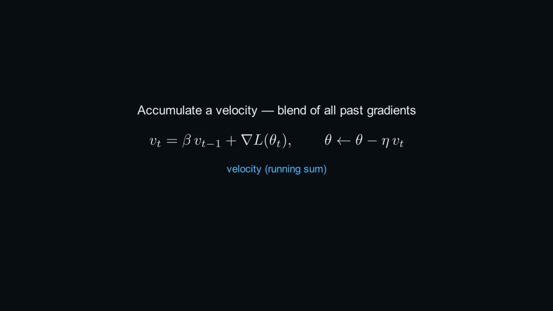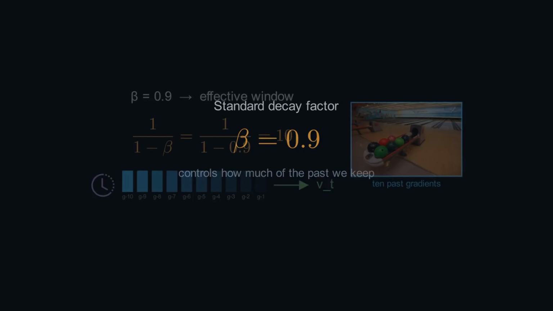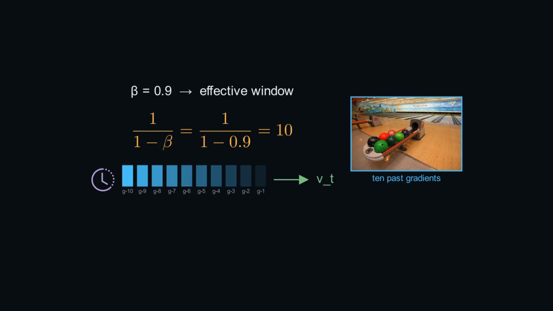Instead of jumping straight along the current gradient, you accumulate a velocity vector, a running weighted blend of all past gradients, and move the parameters along that, not the raw gradient. The standard decay factor beta is set to 0.9. At beta equals 0.9, the velocity effectively averages over the last 10 gradients.